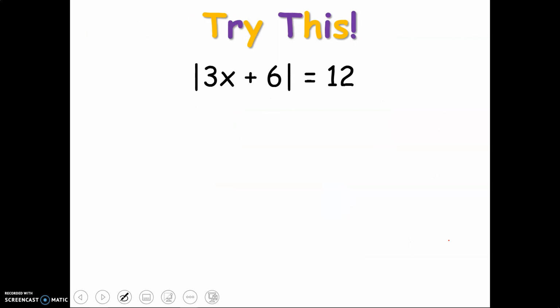Try this one. The absolute value of 3x plus 6 is 12. Pause the video, give it a try. Compare your answer with a neighbor or check in with the teacher to verify.